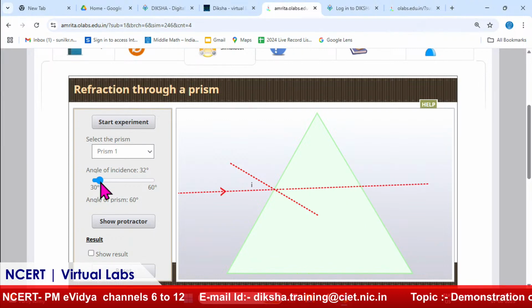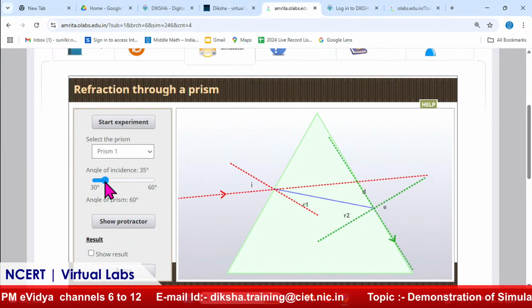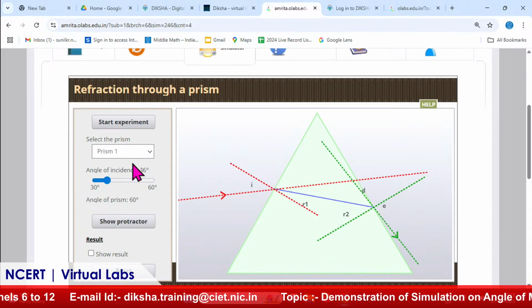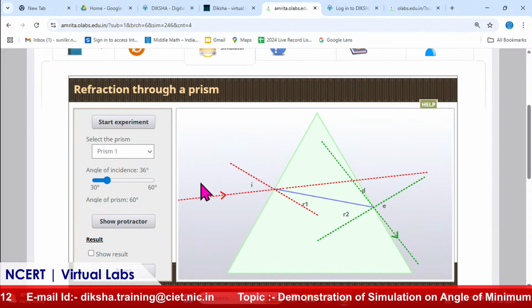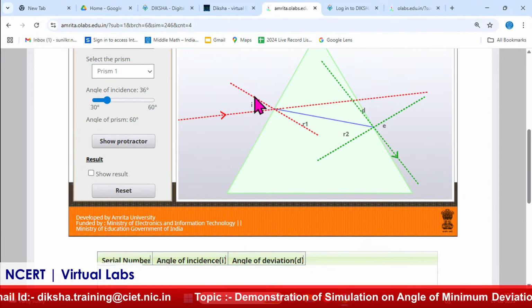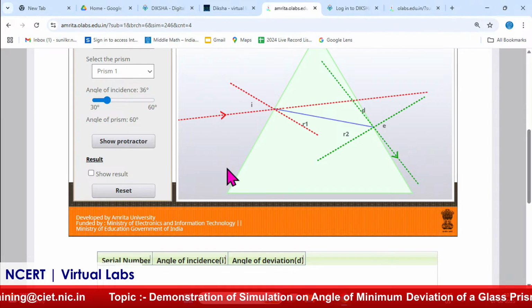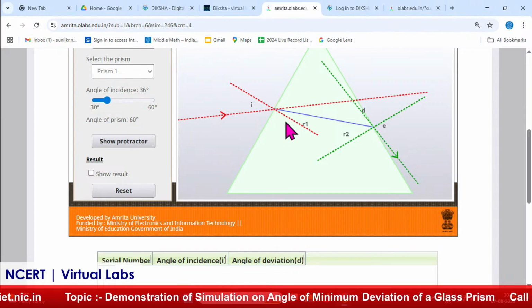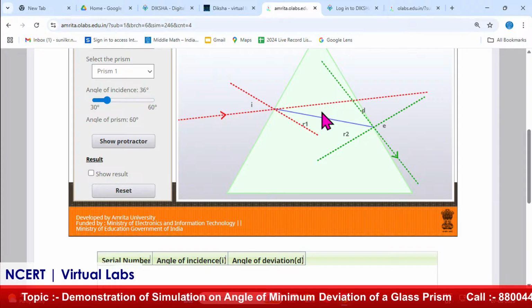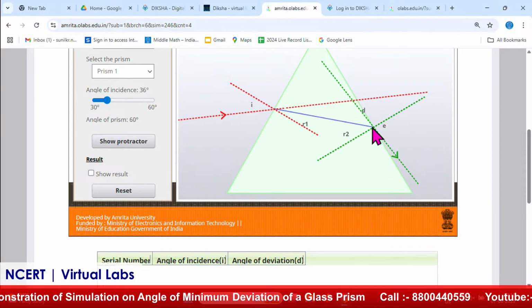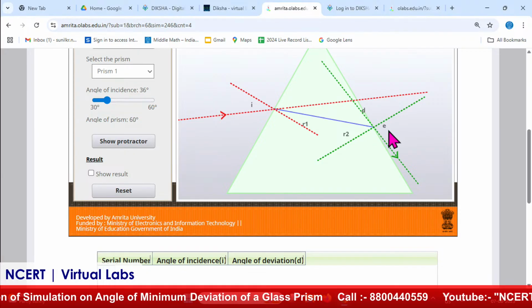See, I just increase it a little bit, and at a particular angle, this is D, the angle of incidence is taken as 36 degrees. That means this I is 36 degrees. This is the refraction angle at the first plane. R1 is the angle of refraction. Then it comes over here, incident on the other surface, and this R2 is the angle of refraction for the second one, and this is the angle of emergence E.